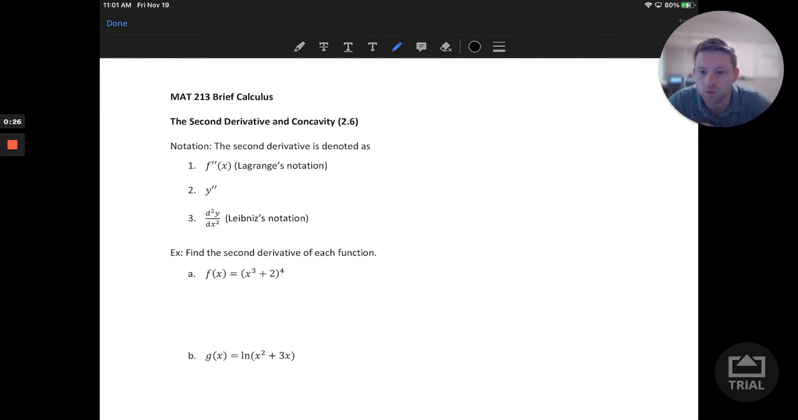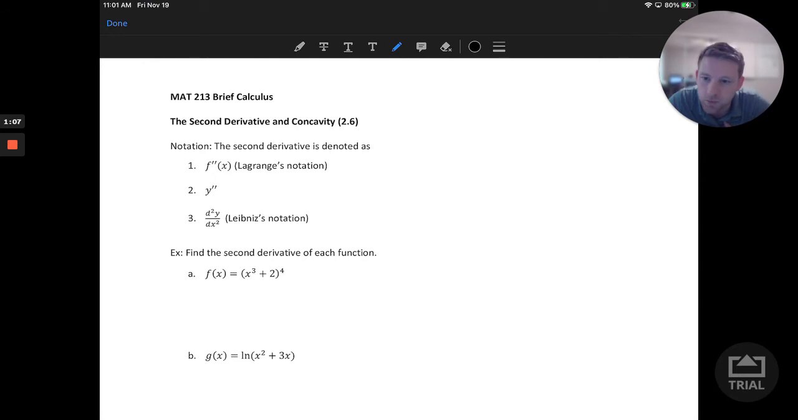So notation, there's going to be three main notations that we'll use in this course for a second derivative. One uses the f double prime notation, or the Lagrange notation. We have y double prime in the second notation, which is also a second derivative of a y function. And third, we have the Leibniz notation, our d notation, which says d squared y over dx squared would be the second derivative notation.